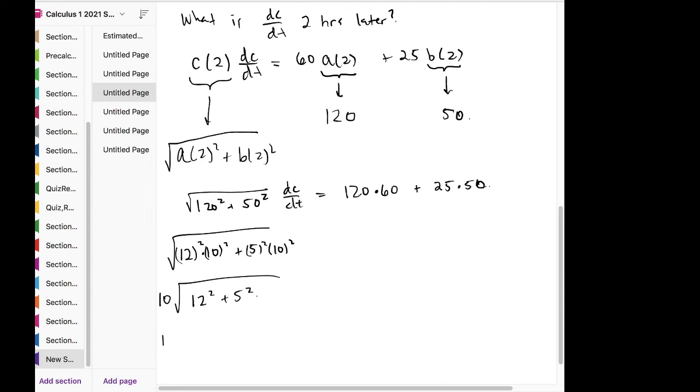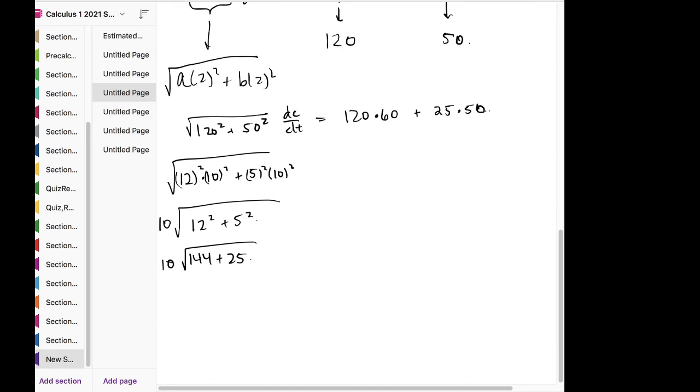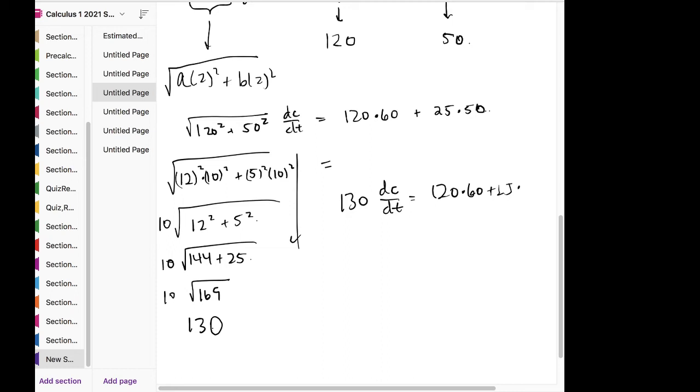So it's 144 plus 25. Oh, it's 130? Yeah, okay, that's 169, which is 13. Cool, 130. Yeah, this is human calculator. Okay, so this is 130, yeah. So 130 dc/dt is equal to 120 times 60 plus 25 times 50. So you can use a calculator.